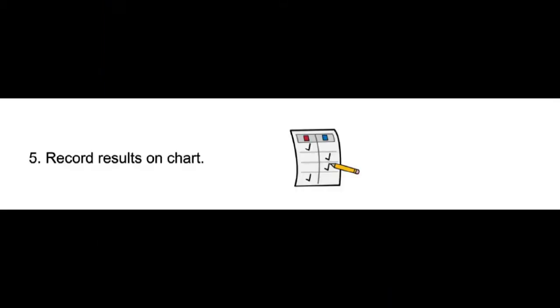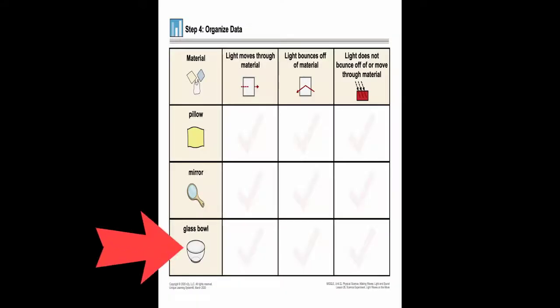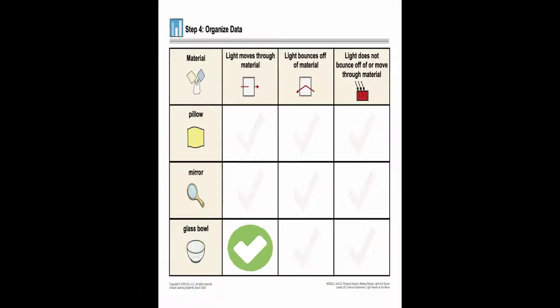All right, let's record the results on our data collection sheet. We are going to fill in this row. The glass bowl allowed the light to go through and hit the wall, so we will mark this space. Now, let's move on to using the mirror.